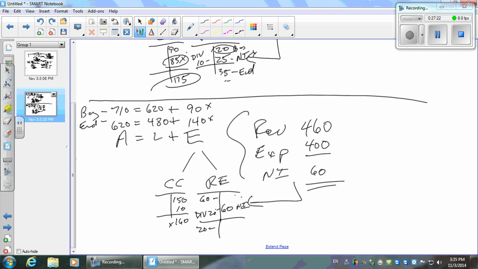And then you go down the list, solve everything first, I think I would. Contributed capital at the end, 160. Revenues, 460. Liabilities at the end, 480. Dividends, 20. That was it, wasn't it? Did I miss anything? Oh, retained earnings at the beginning. Debit of 60.